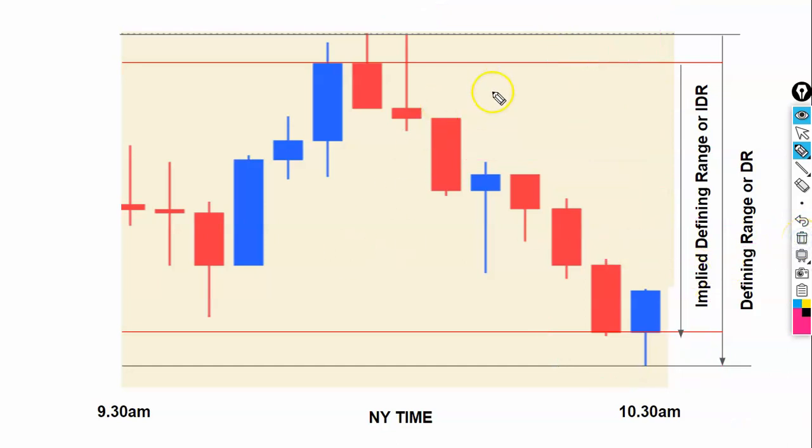Now, your question is, what about this black line, the defined range? If price closes above the defined range, this is a strong indication that throughout that New York session, you should be looking for longs. Look for longs for your directional buyers.